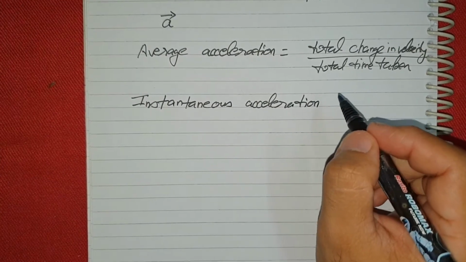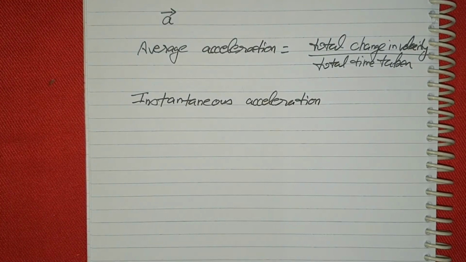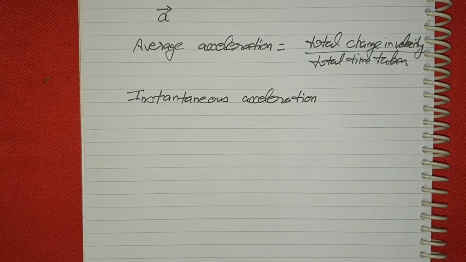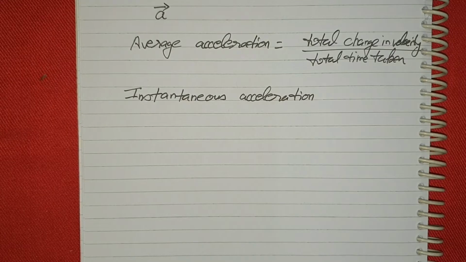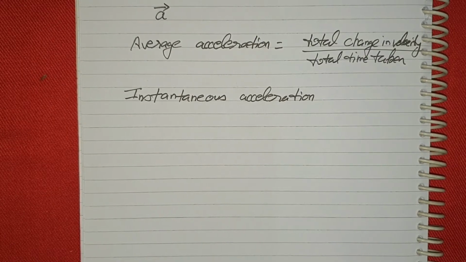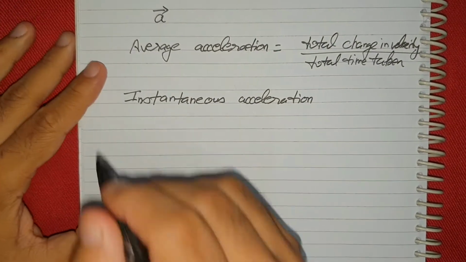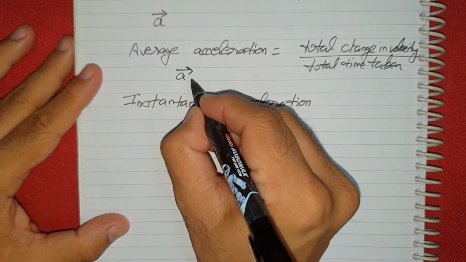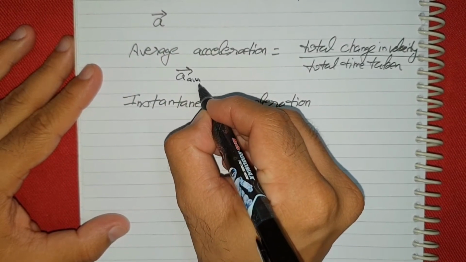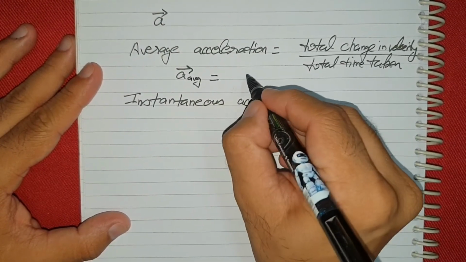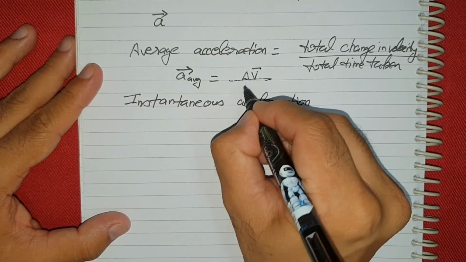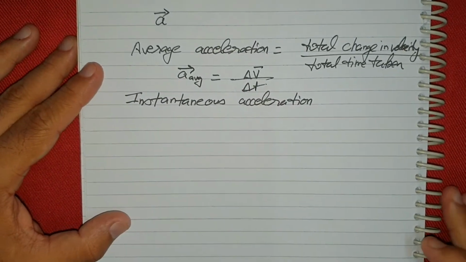Instantaneous acceleration is the acceleration of an object at a given instant of time. Average acceleration, written as a avg, is equal to delta v by delta t, where delta v is a vector quantity.